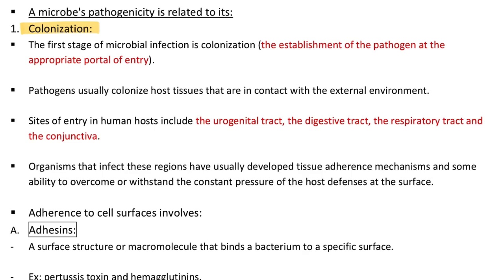Common entry points we have are the respiratory tract, gastrointestinal tract, urogenital tract, and conjunctiva. In the conjunctiva we can see the eyes. These areas are lined with mucus and often exposed to the external environment. If the immune system fails to respond effectively at this stage, infection will begin. Okay, so we already discussed this, and this also we discussed.